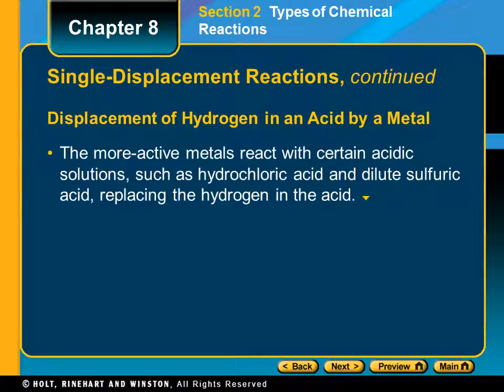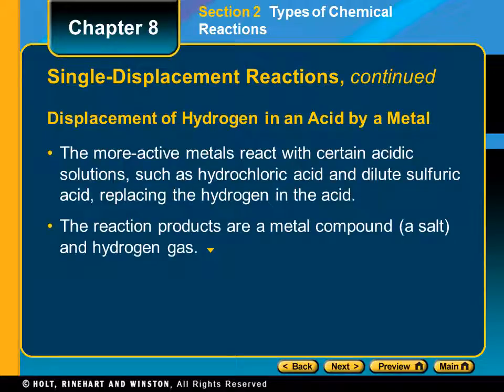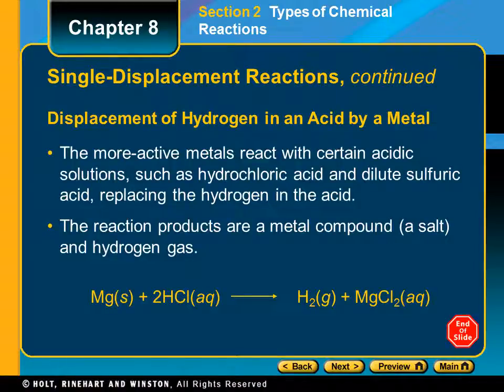The more active metals react with certain acidic solutions. This is displacement of hydrogen in an acid by a metal. So if you, for example, were to use hydrochloric acid and dilute sulfuric acid, replacing the hydrogen in the acid, the reaction products are a metal compound, a salt, and hydrogen gas. That looks like that in equation form.